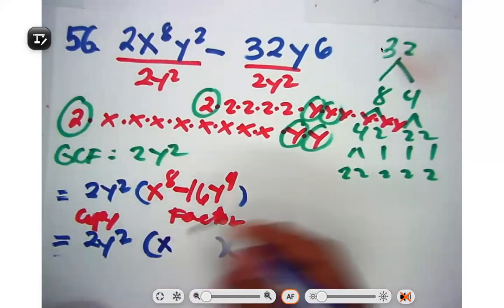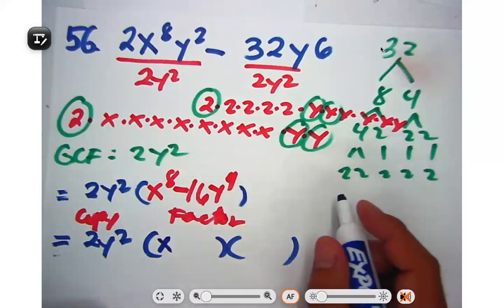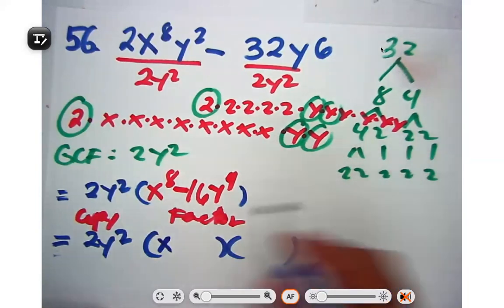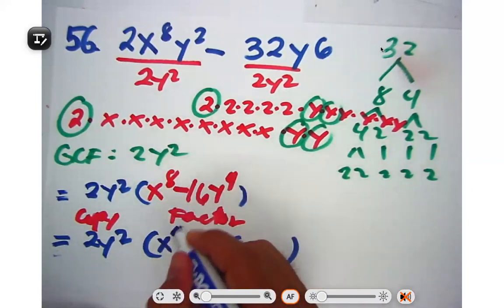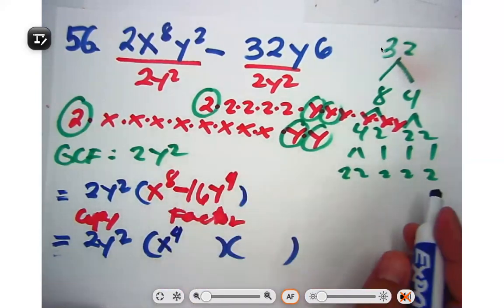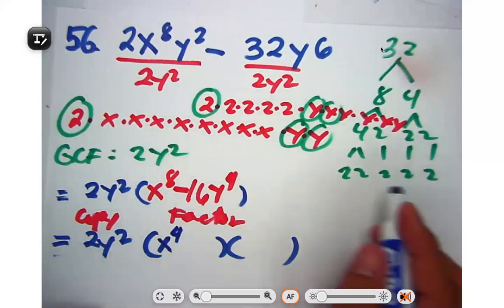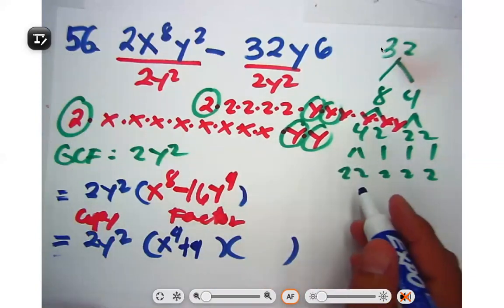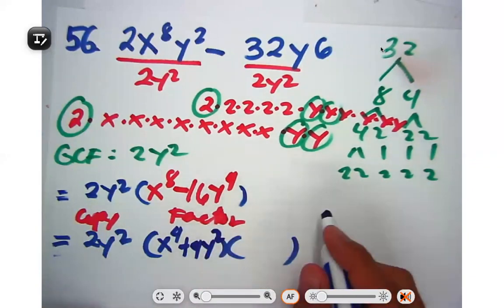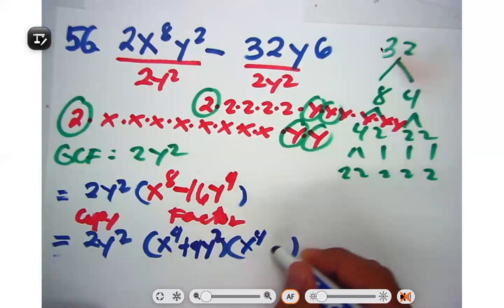You have x raised to... What will you do with your exponent 8? Divide by 2, right? x raised to 4. 16, what is it? 4. All right, it will be 4. y raised to 4, y squared. The other one is x raised to 4 minus 4y squared.